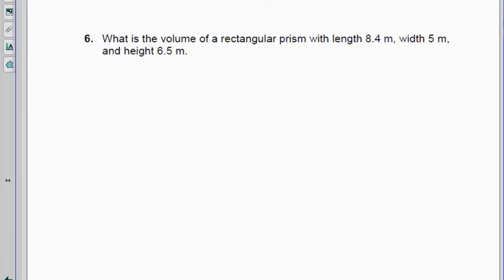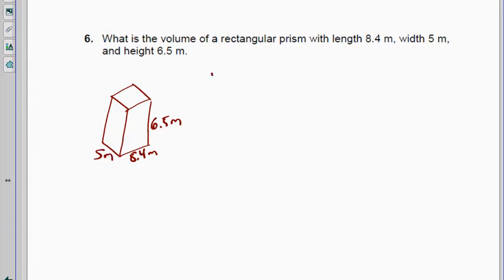Okay, we have volume of a rectangular prism. Oh, I can draw one of those. Something like that. And it says it has a height of 6.5 meters. It has a length of 8.4 meters. And it has a width of 5 meters. And we want to know the volume of that thing.